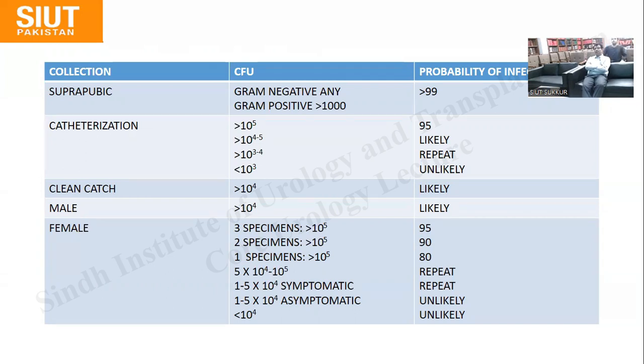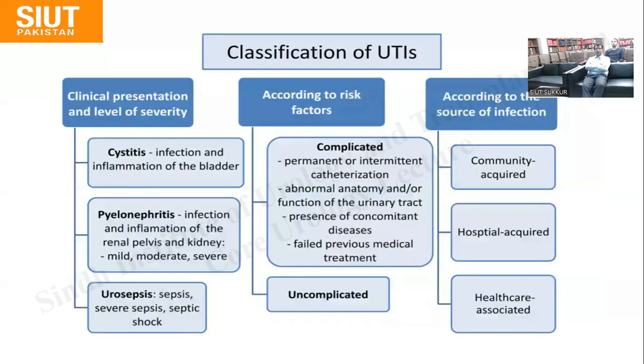But in female patient, it's quite different. Now, if there are three specimen samples showing more than 10 to the power 5 colony forming units per ml, they have 95% probability of infection. And if only one sample shows more than 10 to the power 5 colony forming units, then they have 80% probability of infection. In cases where 1 to 5 into 10 to the power 4 are symptomatic patients and less than 10 to the power 4 colony forming units per ml are present, then they are unlikely to have infections.